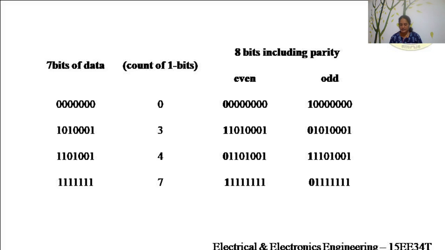In the last case, for the data 1, 1, 1, 1, 1, 1, 1, the number of ones is 7. For even parity, the parity bit is 1. Hence, the 8-bit data will be all ones. For odd parity, since the number of ones is 7, the parity bit becomes 0 and the 8-bit data will be 0, 1, 1, 1, 1, 1, 1, 1.